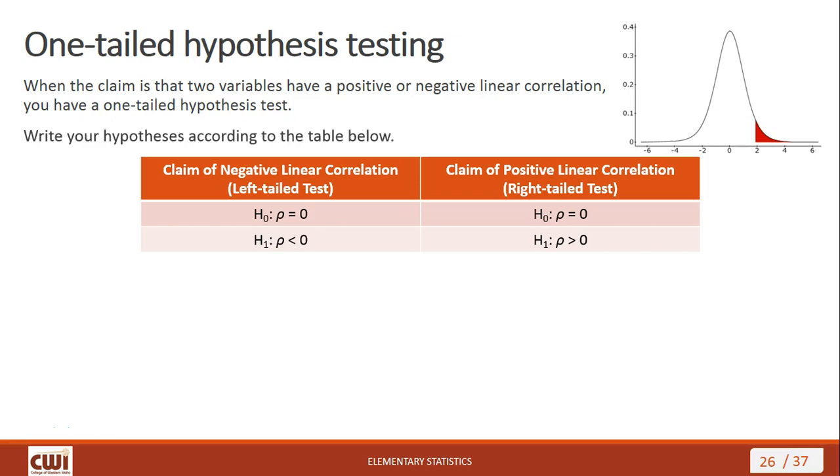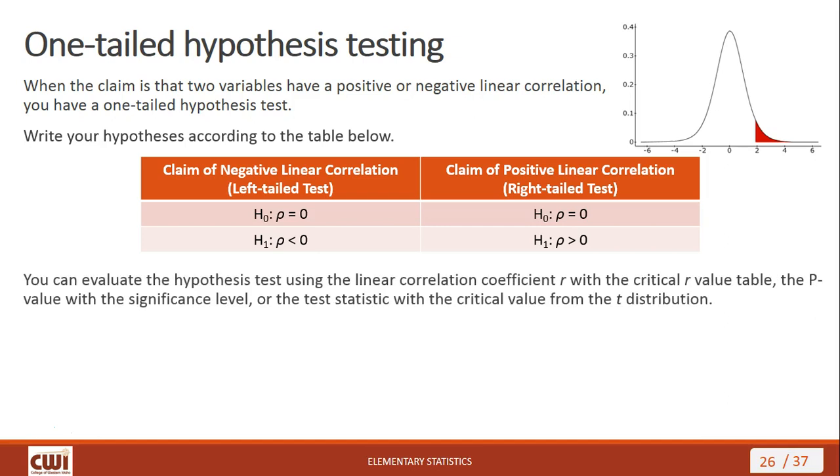If the claim is one of negative linear correlation, you have a left-tailed test, and you're going to select rho less than 0 for your alternative hypothesis. If you have a claim of positive linear correlation, you have a right-tailed test, and therefore the alternative hypothesis will be that rho is greater than 0. Notice that in every instance, the null hypothesis is always rho equals 0.